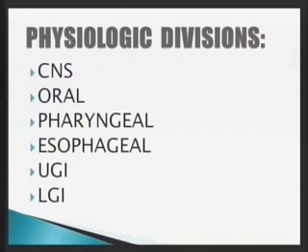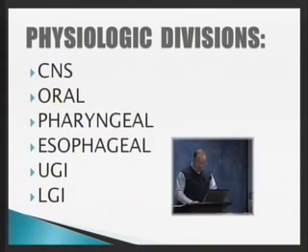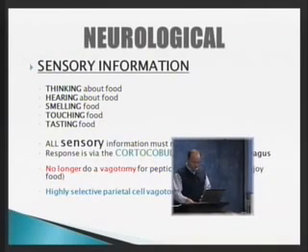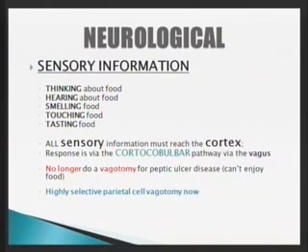All right, so how are we going to look at the GI system today? We're going to start from the brain and work our way all the way down to the anal sphincter. From the mouth all the way down. All right, so neurological sensory information. Sensory information, key word being sensory. So when you think about food, hear food, smell food, taste food, it's all sensory, folks, all sensory.